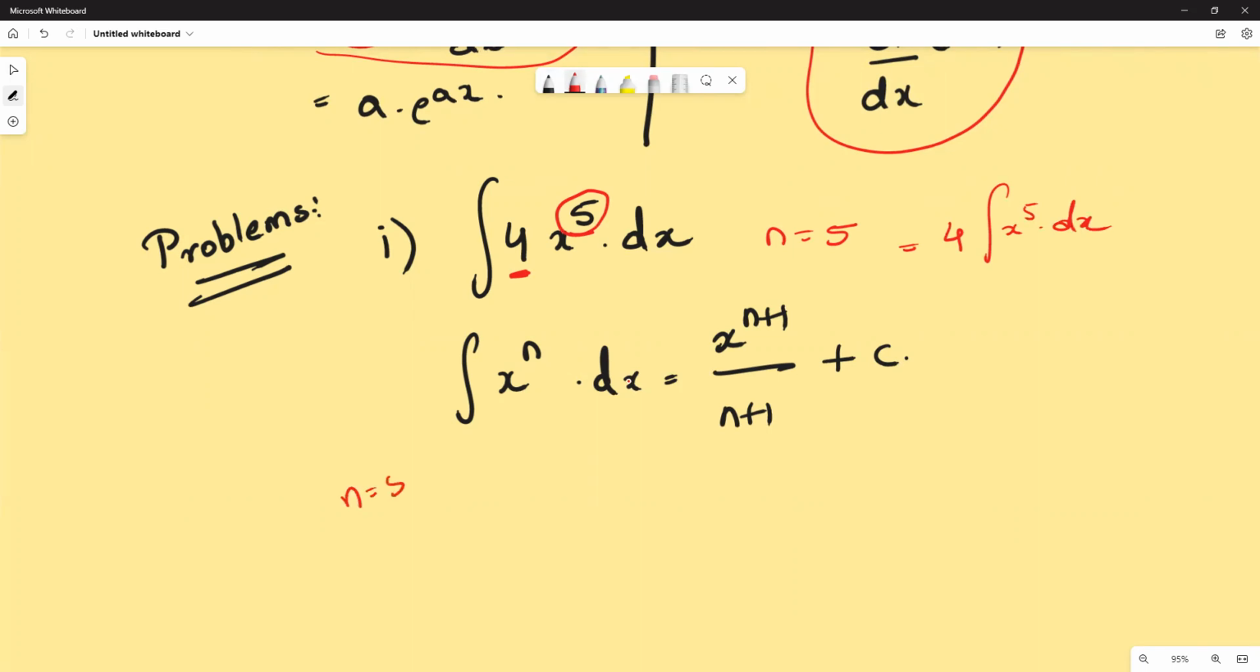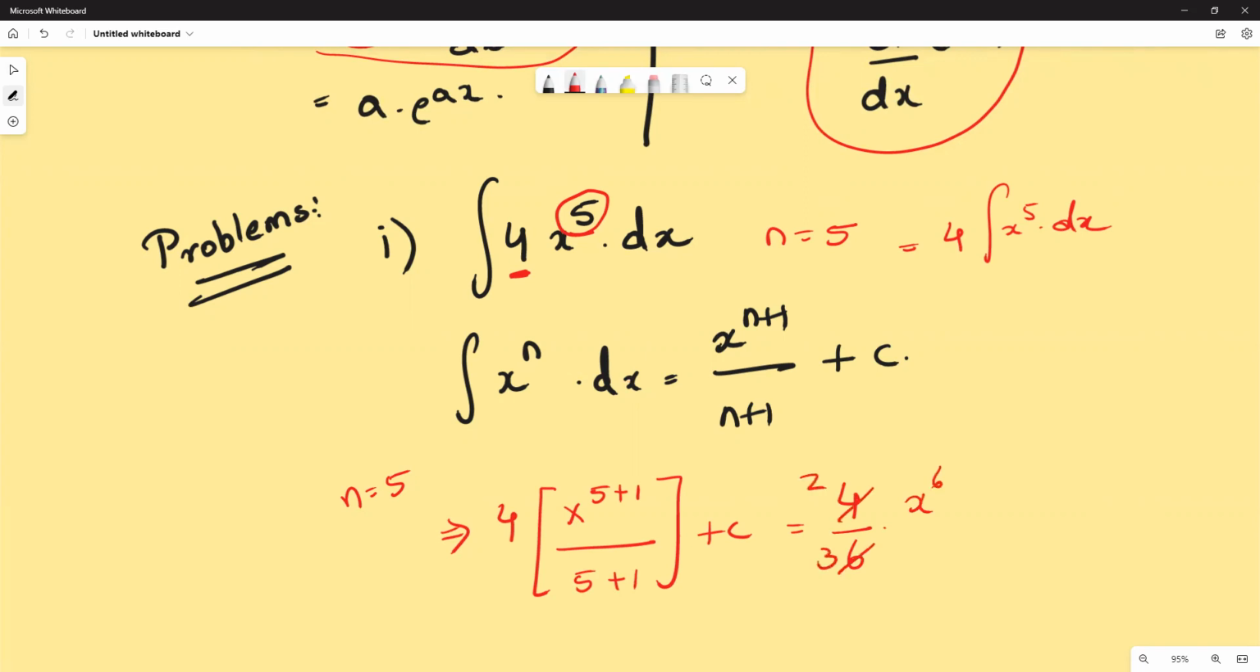Now n is equal to 5. I'm going to substitute in the formula: 4 into x power 5 plus 1 divided by 5 plus 1, plus c. This is going to give me 4 over 6 x power 6. 2 2s are 4, 2 3s are 6. This is 2 by 3 x power 6 plus c. So this is how we solve a very simple problem using the first formula of integration that we have learned.